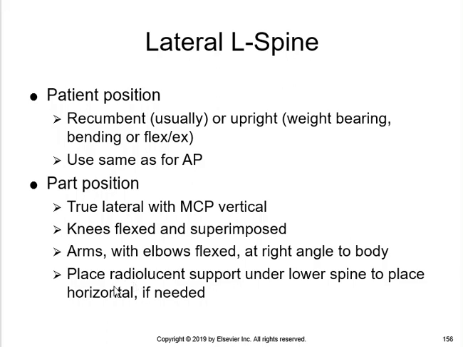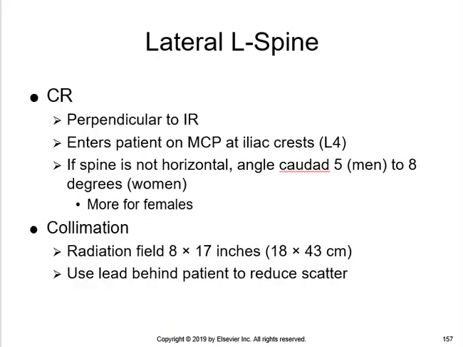So if you back up and you take a look at the patient's spine and you see that you've got a little bit of a bend in the spine because of the difference in size between the hips and the pelvis, then you need to build the patient's spine up. So place a radiolucent sponge under the patient's lower spine to make sure it's horizontal. That's if needed. If you've got a patient, again, who has no hips, and they're kind of shaped like a tube, then that would be unnecessary.